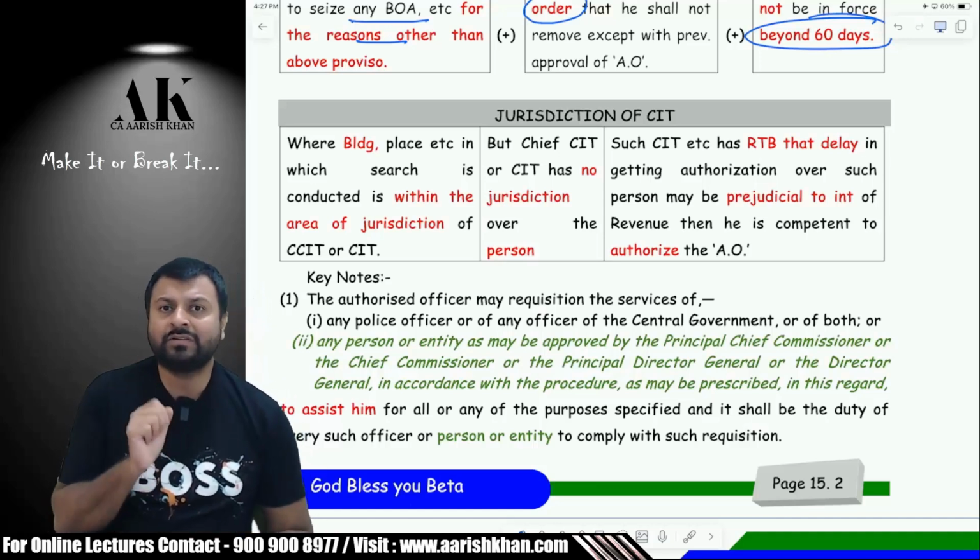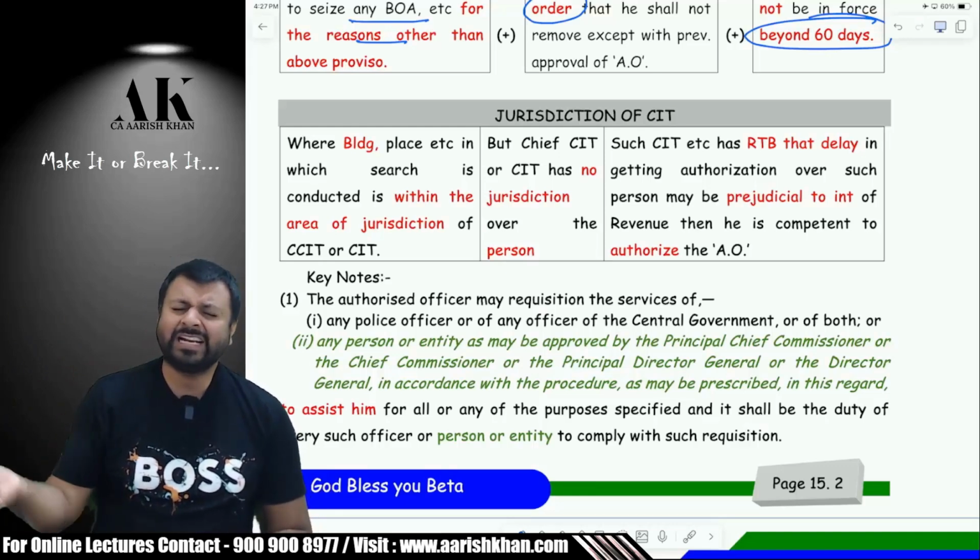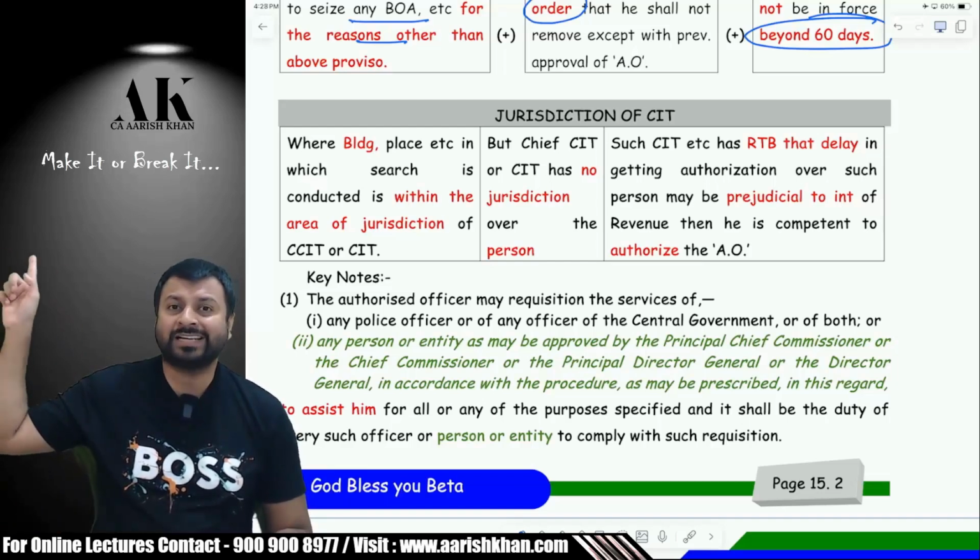Undisclosed asset. Who is aware of that? Mumbai CIT is aware of that. But he cannot search that property. Why? He does not have power to search that property. Why? Because the property belongs to a person who is a resident of Delhi.